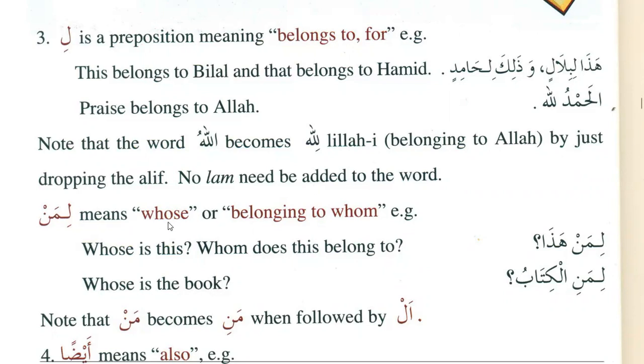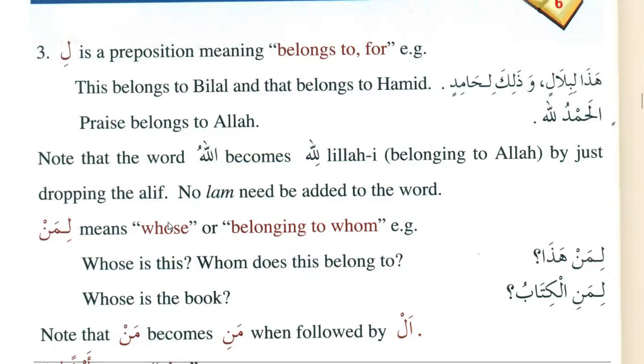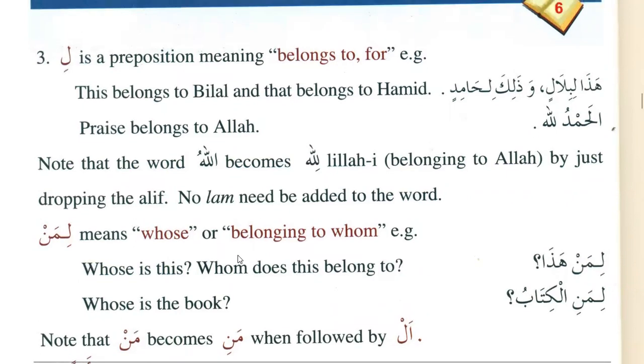So liman means whose or belonging to whom. For example, liman haza, this belongs to whom. Who is this, or whom does this belong to? Liman al-kitabu, whose is the book. Note that man becomes mani when followed by al.